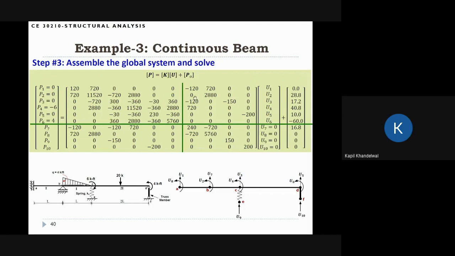And again, you have to be careful. In this case, actually, PF is not 0. Only P1, P2, P3 are 0. P1 is the corresponding force at the first degree of freedom, there is no force, so P1 is 0. P2, there is no movement at B, so P2 is 0. P3 is the vertical force at C, there is no vertical force, so P3 is 0. P4 is not 0. P4 is minus 6 because this load is acting in the opposite direction. Similarly, P5 is 0 and P6 is actually 4 because there is a 4 kip foot moment.